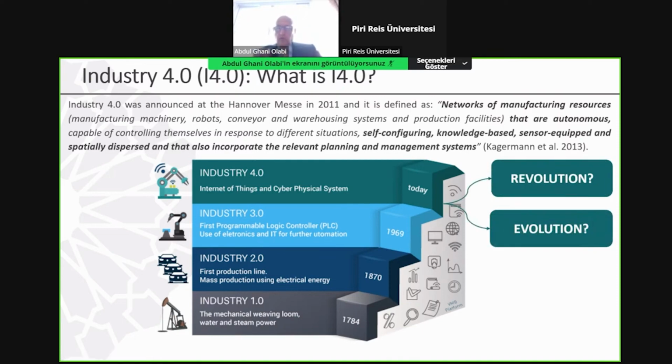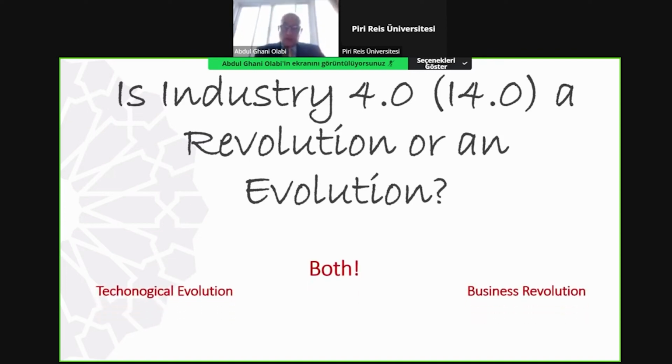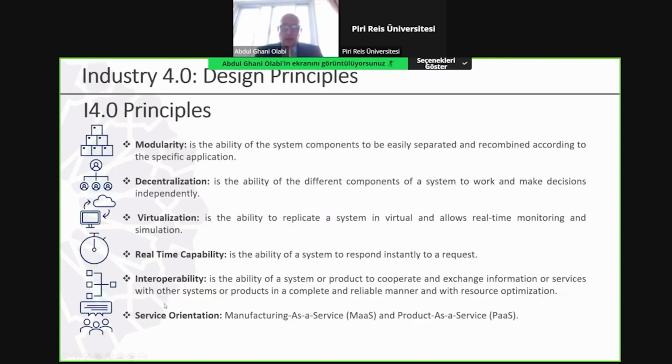When we talk about today, is Industry 4.0 a revolution or an evolution? We will see. I think it is both. We have a technological evolution and a business revolution, because the business improved a lot, increased hundreds of times because of the technology. And it is a technological evolution because we are getting all these tools.